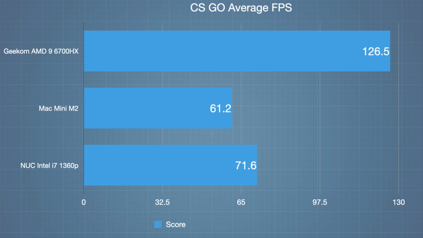The Mac Mini got 61.2, which is very good indeed. It's still very playable with that. And then obviously the NUC I got 71.6. I think at the end of the day CSGO is just not fully optimized for Macs or Mac OS, whereas CSGO is probably fully optimized for Windows 11 far better.